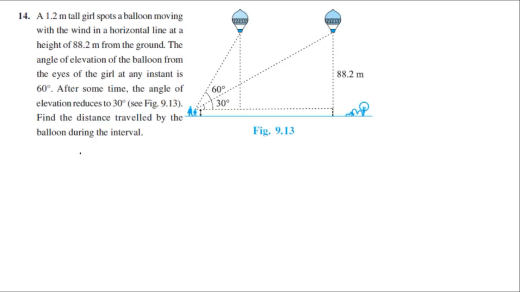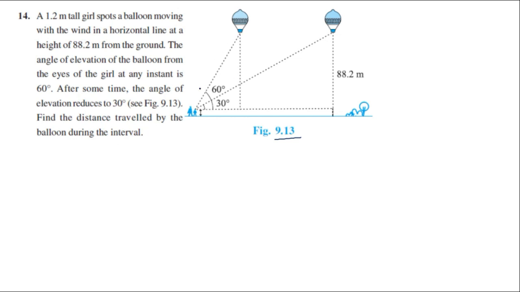Question number 14. One of the important questions: a 1.2 meter tall girl spots a balloon moving with the wind in a horizontal line at a height of 88.2 meters from the ground. The angle of elevation of the balloon from the eyes of the girl at any instant is 60 degrees. After some time, the angle of elevation reduces to 30 degrees as shown in figure 9.13. Find the distance traveled by the balloon during this interval.